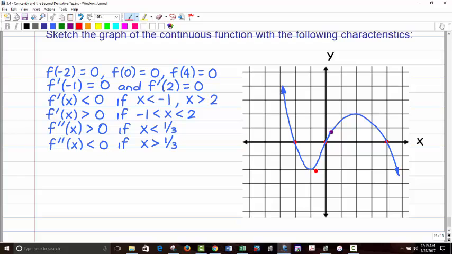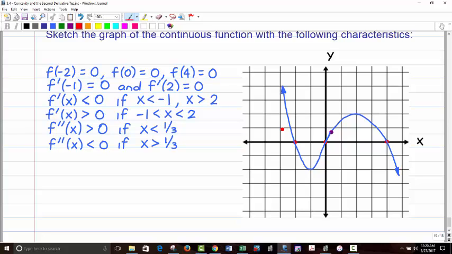It would be a sharp point if it would have said, like, f prime of negative 1 is undefined, and everything else would have stayed the same. But I would have had to tell you that f of negative 1 is defined. That just means it would have formed a sharp point. I wouldn't worry too much about that, though. I just wanted to at least explain that to you.